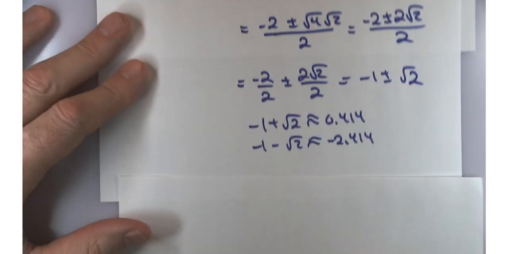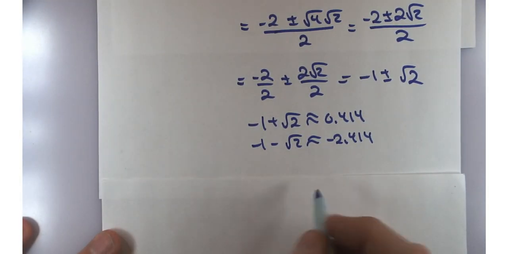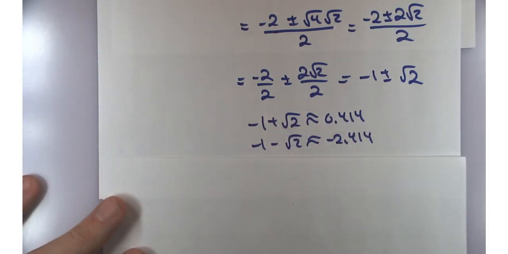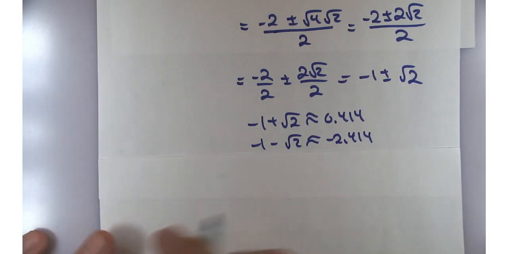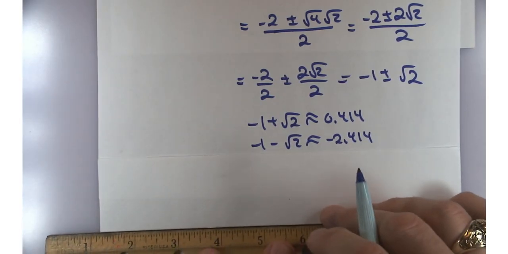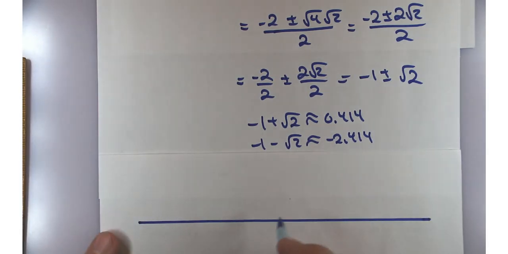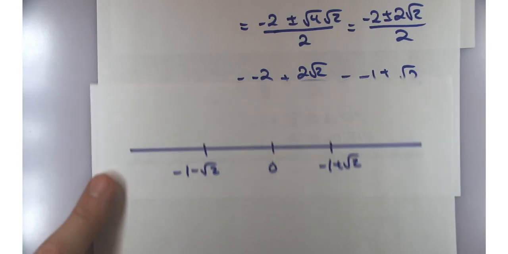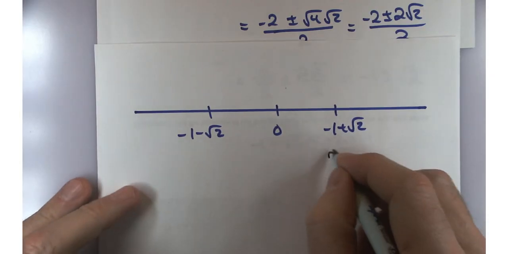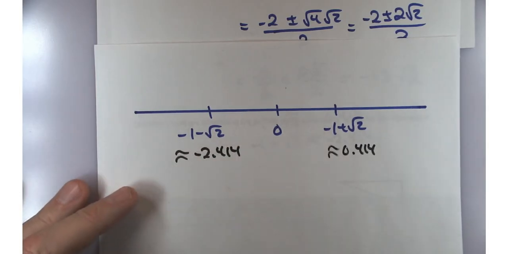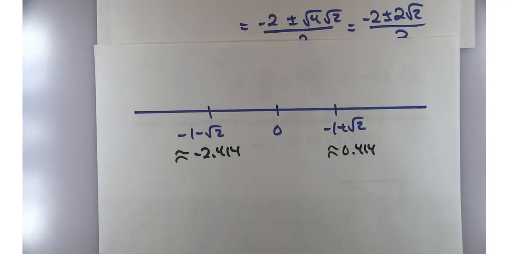Okay. Let's see here. I need a number line. Let's look at it. So I've got a point at 0 and another one here at negative 1 plus the square root of 2 and negative 1 minus the square root of 2. Now it might be helpful, like I said, to keep in mind that that's about 0.414 and this is about negative 2.414. The only reason for that is just so that we can come up with the appropriate test points.